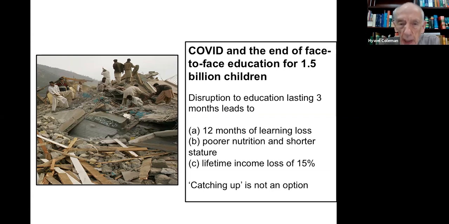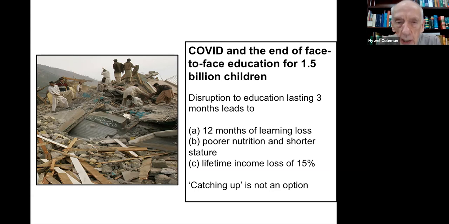Moreover, the impact has continued since then as people have become adults and they're compared with their peers who were not affected by the disruption to education. It turns out that their nutrition is poorer and even that their stature is lower, they're shorter. And there is even an indication that lifetime income loss is significant as well.